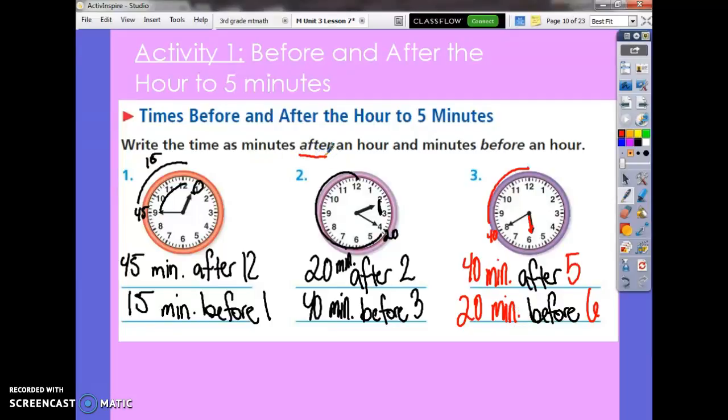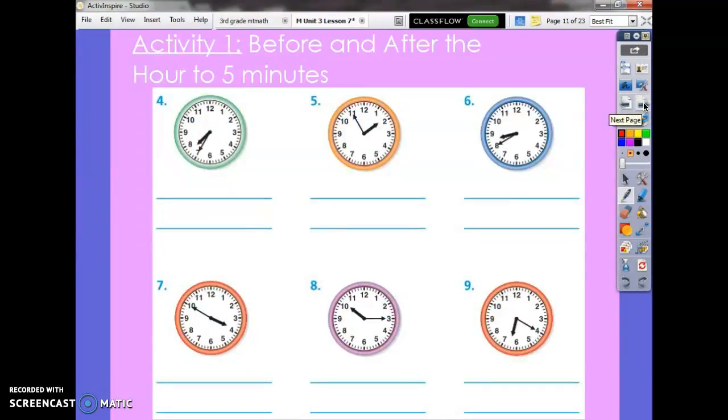Now what you're going to notice when I do these after an hour and before an hour problems, your total numbers are going to add to 60 minutes. And watch what I mean. 45 and 15 add to 60 minutes, which is an hour. 20 plus 40 add to 60 minutes. That's an hour. 40 and 20 add to 60 minutes. That's an hour. Okay? So your minutes after an hour and before an hour are all going to add to 60 minutes. If they don't, something's wrong. Okay?